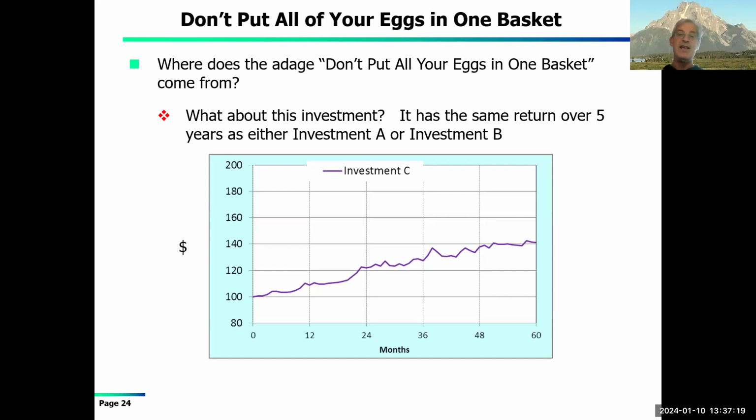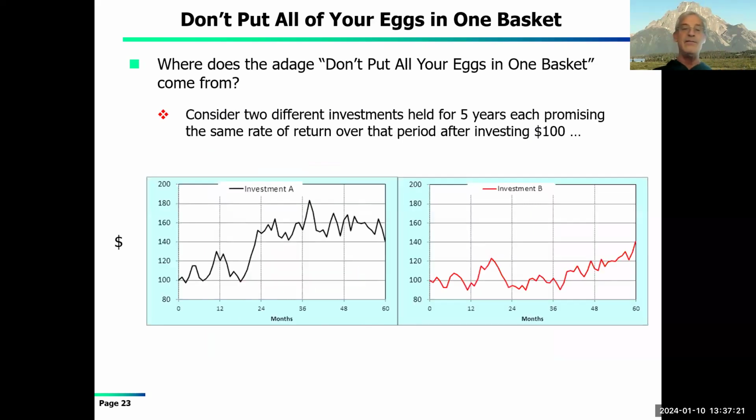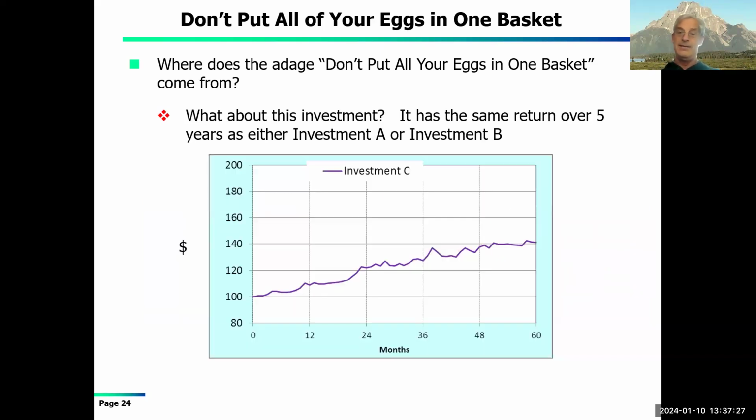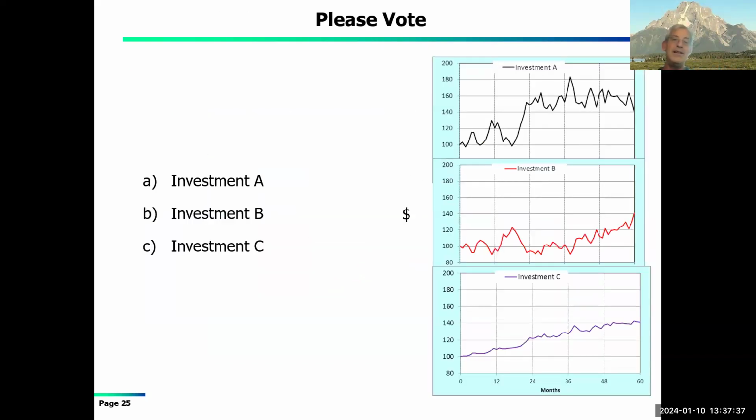Well, investment C has the same return over the 5 years as investment A, the same return as investment B, but the line doesn't go up and down as much. And so the question, if we could do the survey, is what would be the vote of the class in terms of would they prefer investment A? Would they prefer investment B? Or would they prefer investment C? Because they all end up at the same place. The only difference between them is the wiggles.